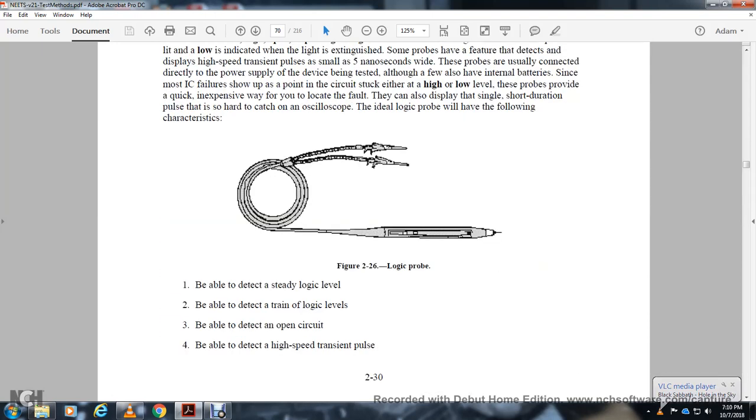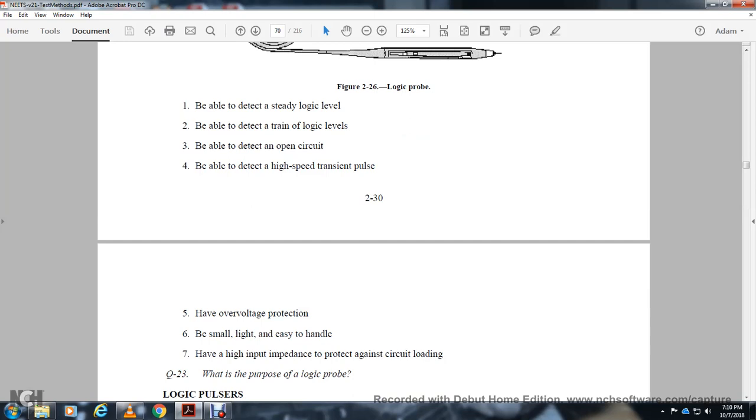Be able to detect a steady logic level, be able to detect a train of logic levels, be able to detect an open circuit, and be able to detect high speed transitions. Have high overvoltage protection, be small, light, and easy to handle. Have a high input impedance to protect against circuit loading.